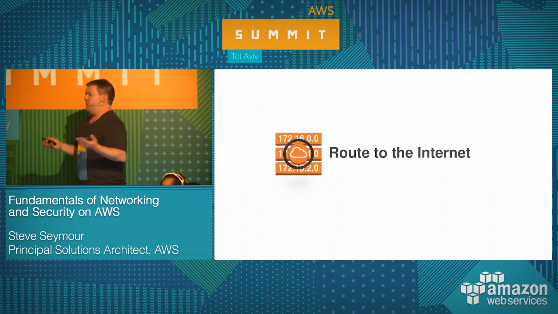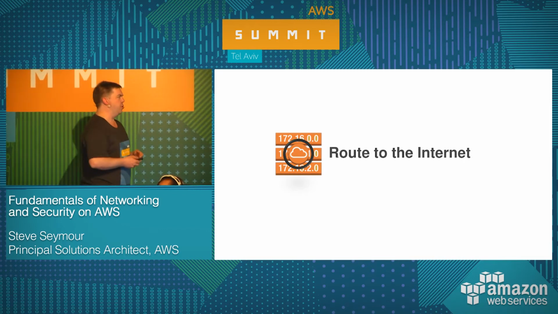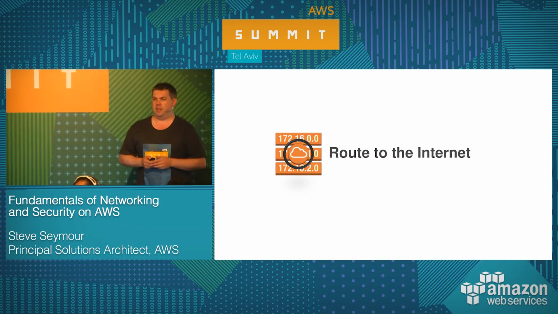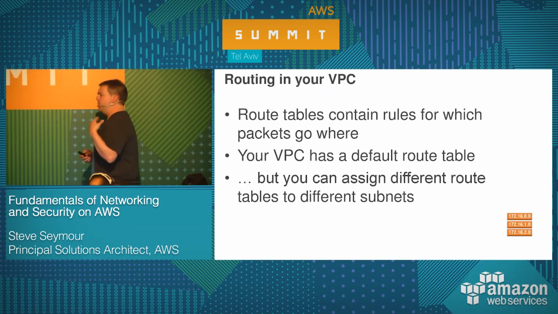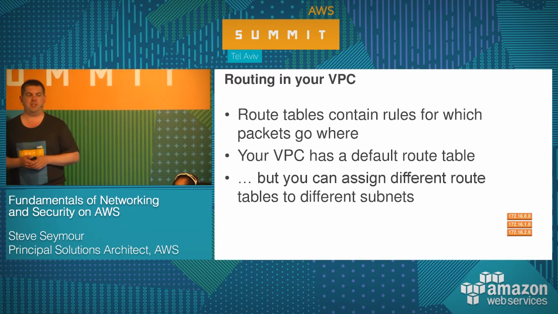So now we have our VPC and our subnets created. A VPC is a pretty lonely place unless we can talk to something outside it, so we want to talk to the internet. So how do we configure that? Well, within the VPC, we're going to configure routing. We're going to use route tables, and this is where interesting things happen in the VPC.